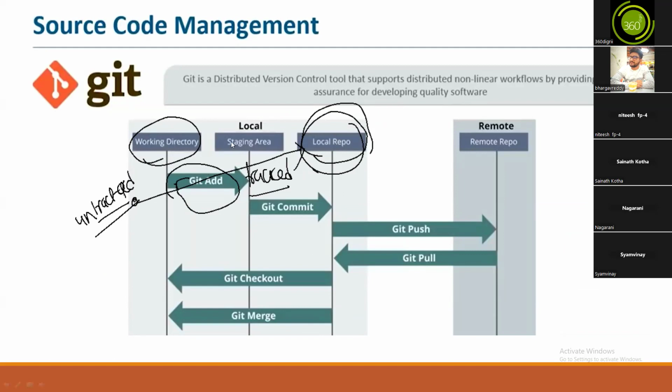From the staging area, we can commit to the local repository by using git commit. Now your untracked working file will be tracked in the local repository. From there, we can push it to the remote repositories. What are the remote repositories? The remote repositories are GitHub, Bitbucket, and GitLab. So push. And if you want to pull the data, you pull it from the remote repository.